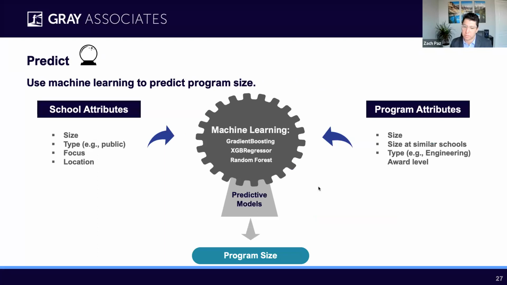And then from the predict perspective, how can you use machine learning to help you in your decision-making process?